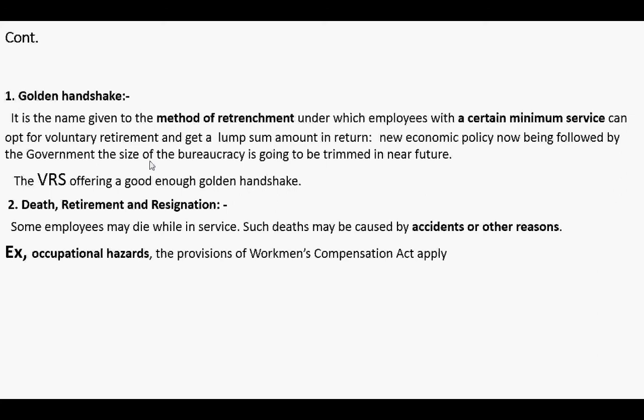Death, retirement and resignation. These three might be the reasons. Employees may die while in service. Death might be caused by accidents and many other reasons, occupational disorders, and the provisions of the Workmen's Compensation Act apply here. Whatever compensation and monetary benefit is due as per the act will be given. So this is separation due to the death of an employee, through accidents or occupational hazards.